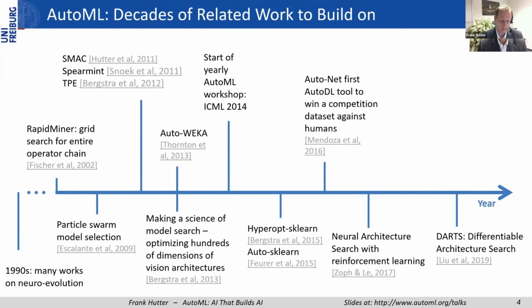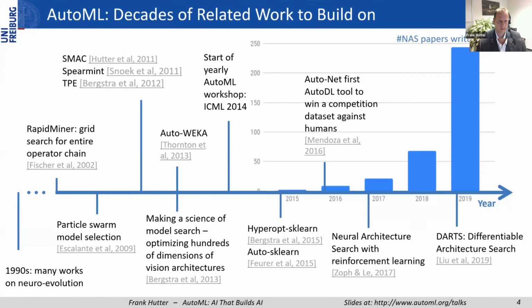And it's not like nothing happened in this time here, but I needed the space for this plot here. Actually, a lot happened. The number of papers on neural architecture search is actually growing exponentially these days. There were about 250 papers in 2019, and there were, I think, about 400 or so in 2020. So it's really growing very quickly.